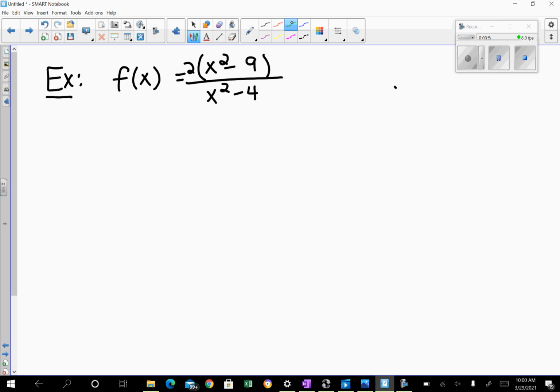So first thing that we're going to look at is what's in the domain. When you're looking at these, you're looking for denominators and you're looking for square roots, because we can't have anything that makes a denominator 0 and we can't have anything that makes a square root negative. So those are the two basic things you're looking for. In this example, we have a denominator x squared minus 4, so x cannot be negative 2 or positive 2. So basically all real numbers except for those two.